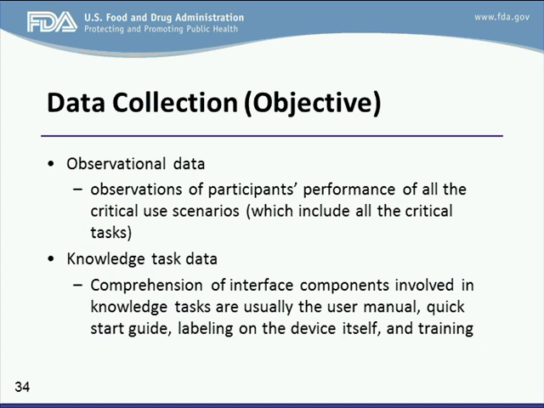So now we're going to cover the data collection part of the human factors validation testing. There are two big categories, the objective data collection and subjective data collection. So for the objective data collection, first of all, because you have defined the performance criteria for each critical task, you should be able to record the participant's performance for all the critical use scenarios. So the typical data type includes success, use error, close call, operational difficulty, as well as anticipated use error.